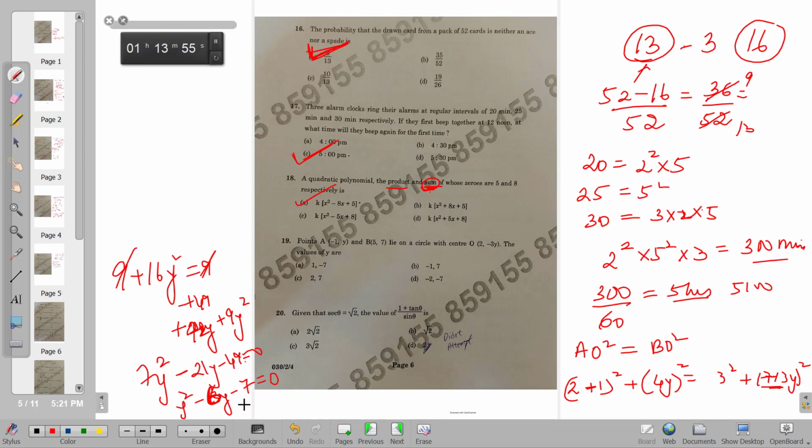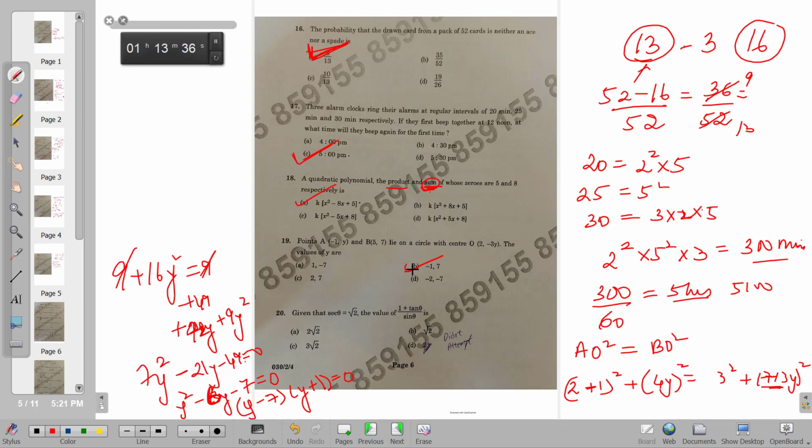This would have meant that you are having y minus 7 into y plus 1 is equal to 0. Okay, so y is equal to 7 or y is equal to minus 1. So 19th option would be B.